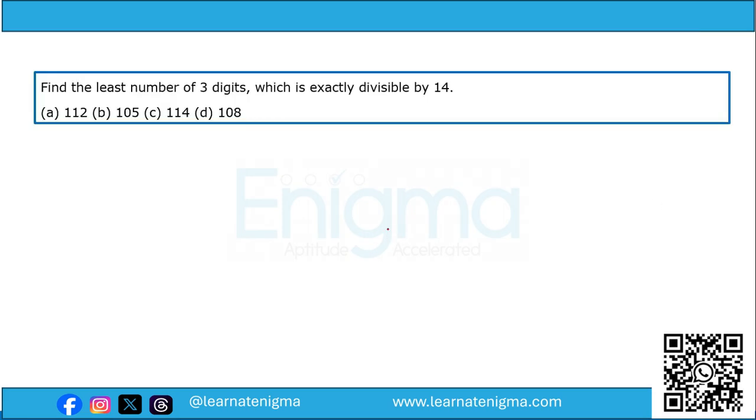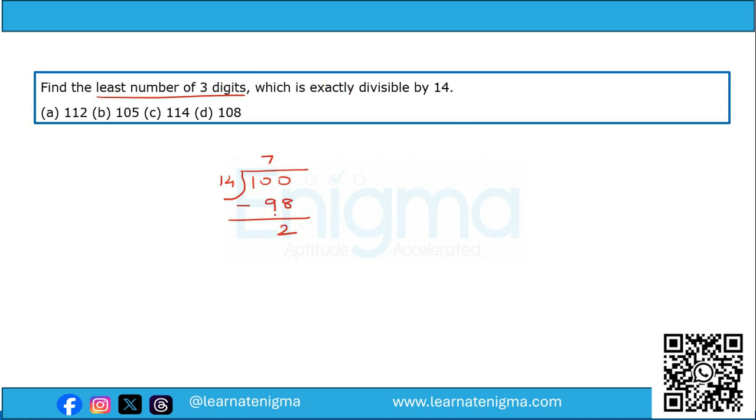Find the least number of 3 digits which is exactly divisible by 14. Now, because it is the least number of 3 digits, we divide the least number of 3 digits, that is 100, by 14. So 14 sevens are 98. So we get a remainder of 2.